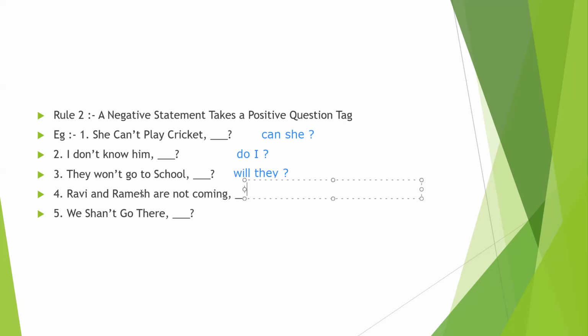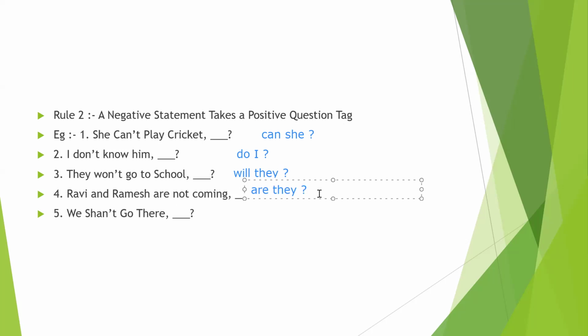Here Ravi and Ramesh are not coming. Here Ravi and Ramesh, two names. So for two names we can write they, not Ramesh and Ravi. So we can write they and question tag. We can see whether it is negative or positive. It is negative, so we can write the positive. What is the helping verb? Are. So we can write are they.